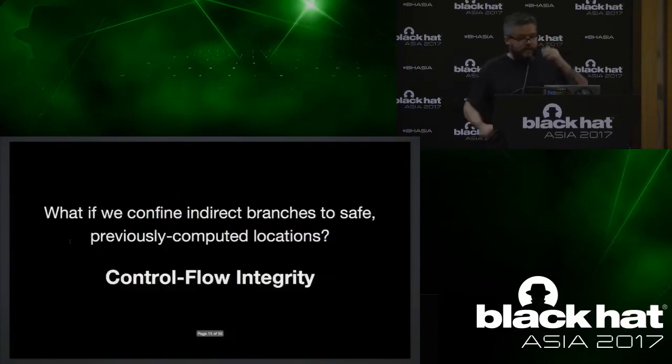Okay, so what if we confine the indirect branches to safe, previously computed locations? This is basically the idea behind control flow integrity. Originally, indirect branches can redirect control flow to wherever they want, and preventing this kind of permissiveness is what we want to avoid when we implement something like control flow integrity. So basically, we find which addresses each indirect branch should point to, and we enforce this.